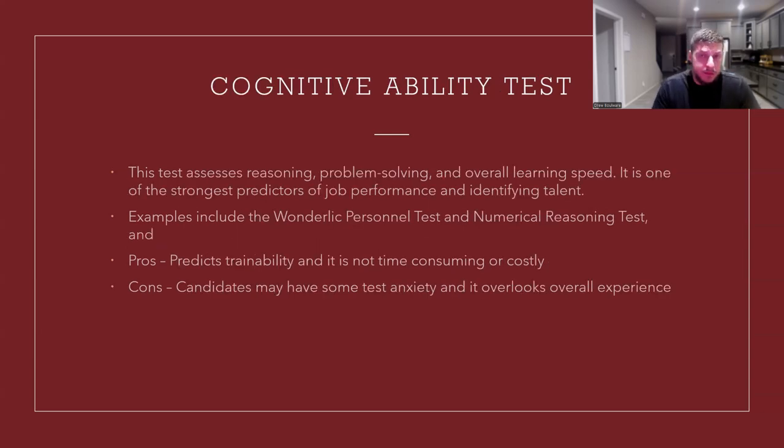Lastly is the cognitive ability test. This test will assess reasoning, problem solving, and overall learning speed. It is one of the strongest predictors of job performance and identifying talent. Some examples of this are the Wonderlic Personnel Test and the numerical reasoning test.